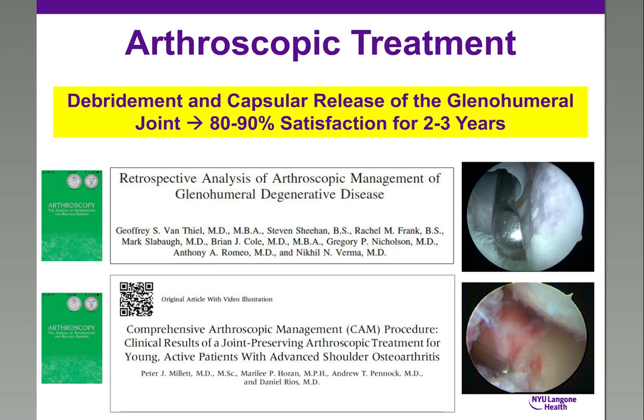Dr. Millett out of Vail, as you see in the paper on the bottom, describes what he calls the CAM procedure, and that's a comprehensive arthroscopic management for young active patients with advanced shoulder osteoarthritis. So in Dr. Millett's CAM approach, it includes a rotator interval release, an extensive chondroplasty and labral debridement, a resection of the inferior humeral head osteophyte, which is performed under fluoroscopic guidance, a circumferential capsule release, a careful axillary neurolysis, and a synovectomy, plus or minus biceps tenodesis or subacromial decompression based on that particular patient's presentation.